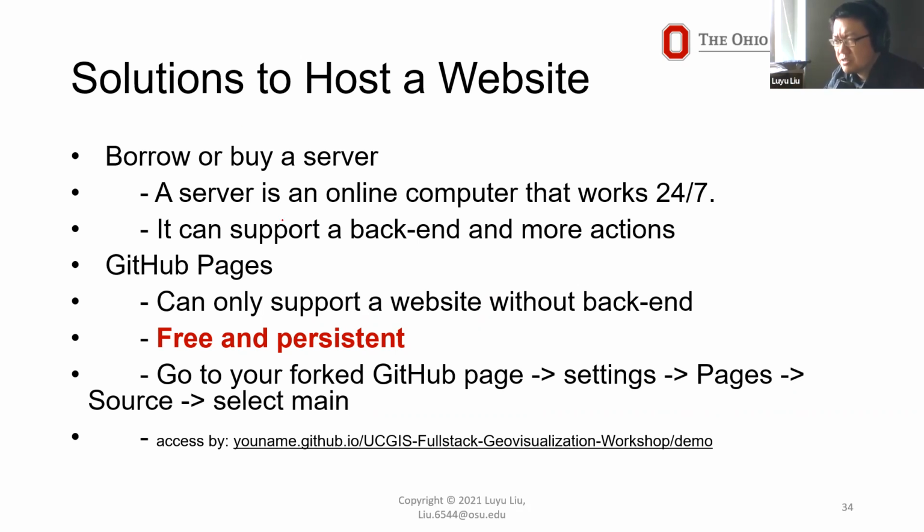You can imagine it as an online computer that runs 24/7, right? It's always working, and it can support a backend, a database, more APIs, and more actions, which means it's more dynamic. However, since we are just making a static map, which does not have a backend, we can just use GitHub Pages to host that.